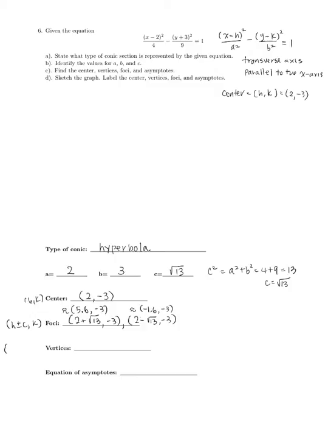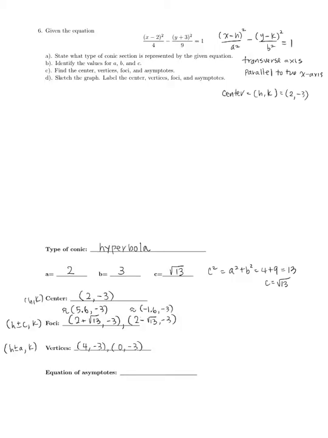Okay, now let's go with the vertices. The vertices formula is given by h plus or minus a, and then k. a was 2, h is 2. So it looks like our vertices are going to be 4 comma negative 3 and 0 comma negative 3.